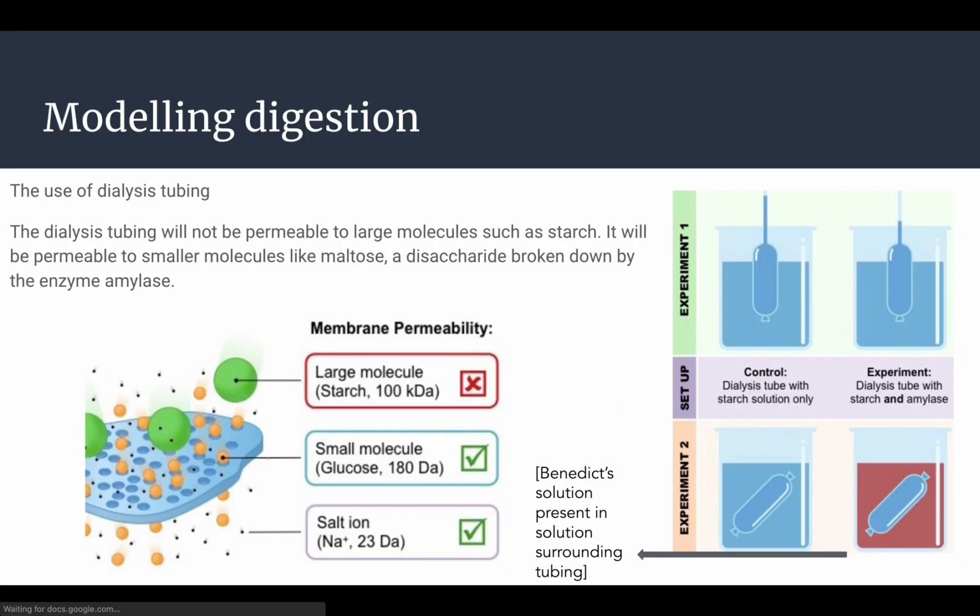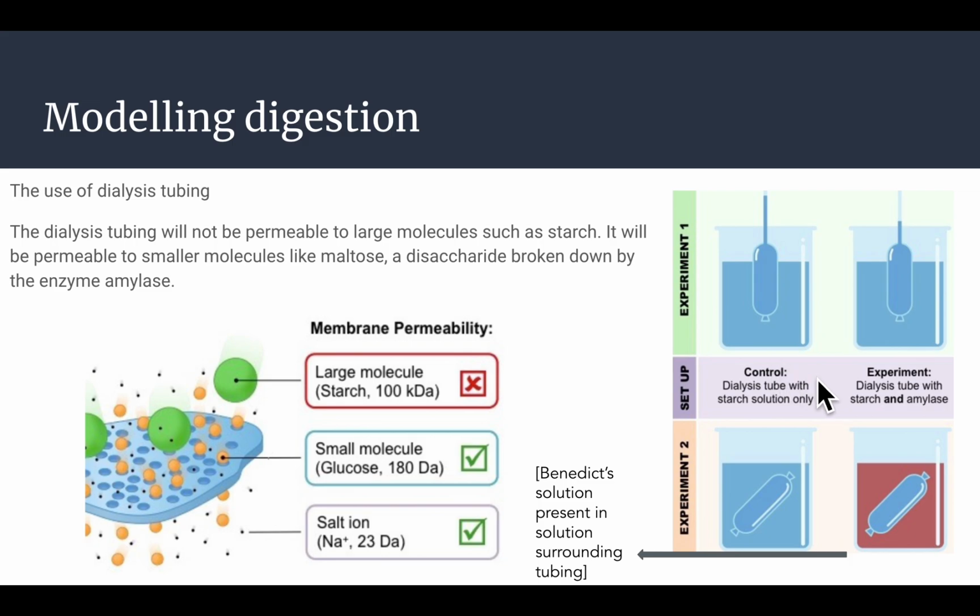And here, finally, we are ending with a model for digestion. So the first experiment, that's essentially showing how, so first of all, the experimental setup is we have a control group and we have an experiment group. So the control group consists of a dialysis tubing with starch solution only.